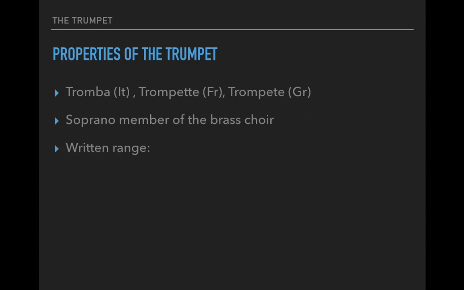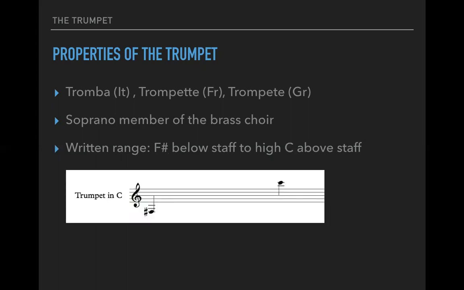The written range, this is important to mark down. I would write it down, make sure it's burned in your memory and that you can access it when you need to. Below the staff to above the staff is an F sharp written to a high C. Now this is slightly debatable because there are some what they call screamers, trumpet players who can play higher than that high C, but think of this essentially just much like the soprano, that this is a general good place to stop.